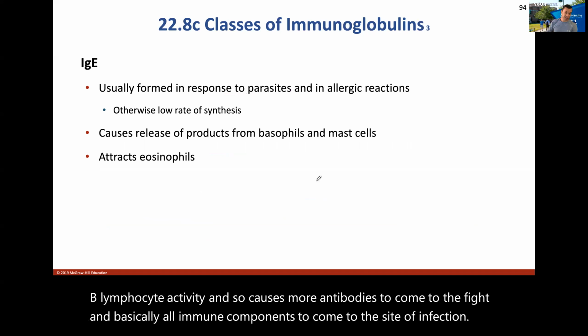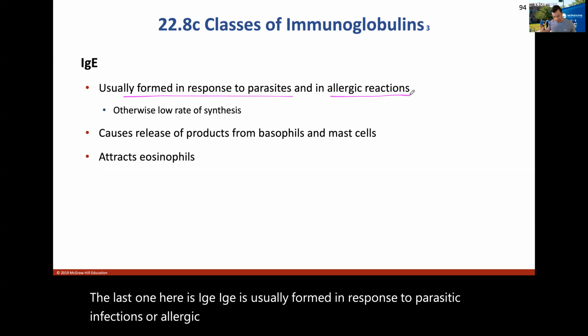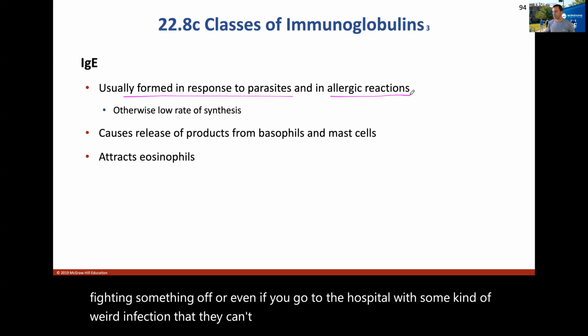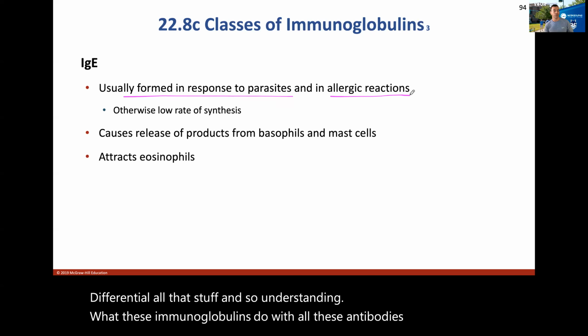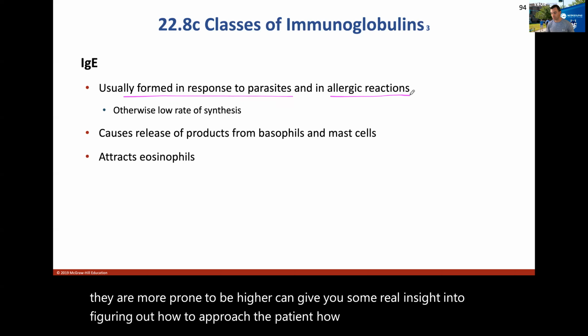The last one here is IgE. IgE is usually formed in response to parasitic infections or allergic reactions, okay? So if you give blood and you are fighting something off, or you go to the hospital with some kind of weird infection that they can't figure out, they'll do a complete blood count, CBC, differential, all that stuff. Understanding what these immunoglobulins and antibodies do, and when they're more prone to be higher, can give you real insight into how to approach the patient, how to treat the patient, or what to treat the patient with.